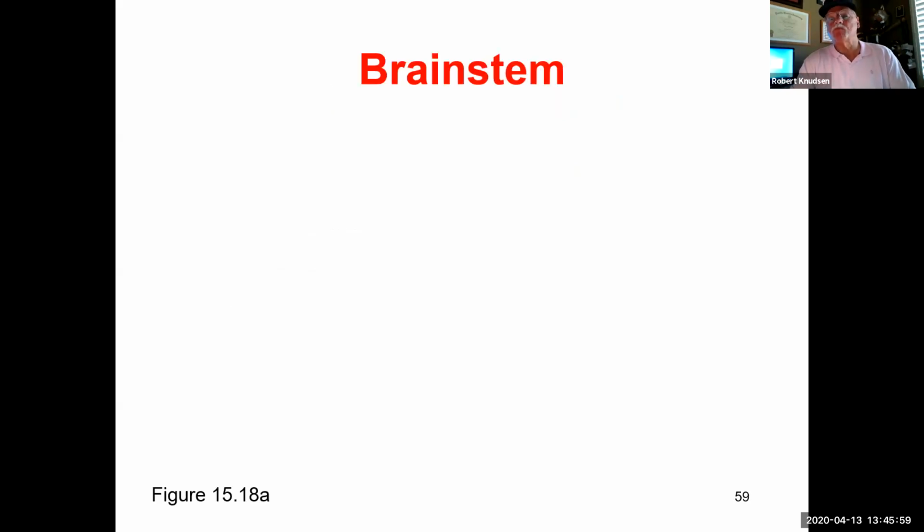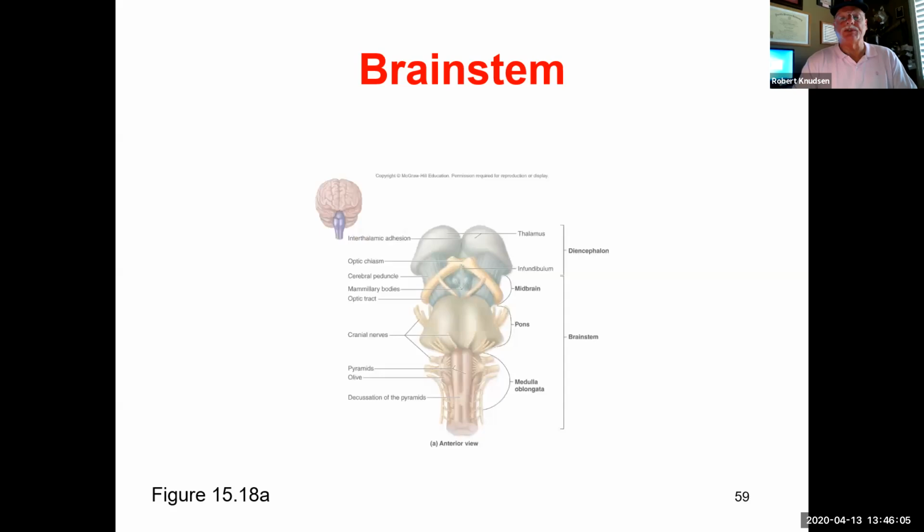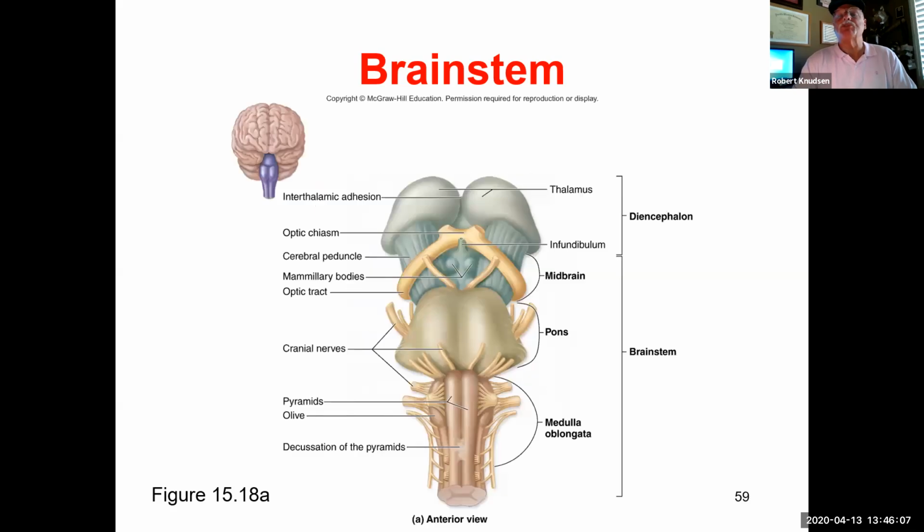Brainstem. Okay, what do you see in this picture? Remember those 2 egg things?